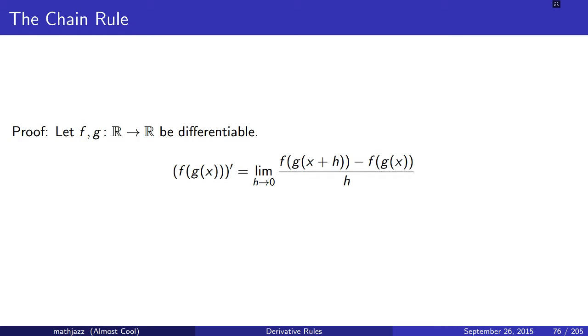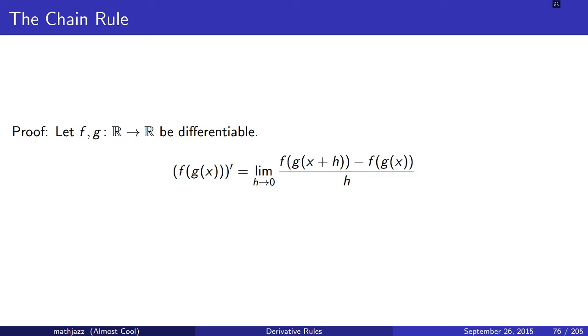If we let f and g be differentiable functions, and we plug f of g of x into the definition of derivative, we get the derivative of f of g of x is equal to the limit as h goes to 0 of f of g of x plus h minus f of g of x divided by h. We're going to multiply the fraction in our limit by g of x plus h minus g of x over itself. Since we're multiplying by something over itself, this is going to be multiplying by 1.